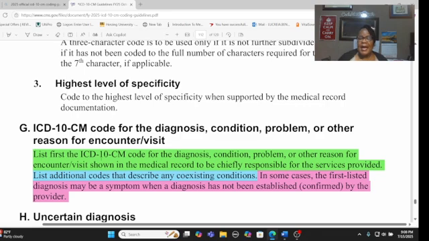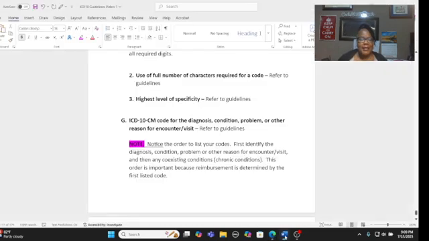List first the ICD-10-CM code for the diagnoses, condition, problem, or other reason for encounter or visit shown in the medical record to be chiefly responsible for the services provided. So notice it's telling you what to list first. A lot of students email me, they're not sure of the order to put their codes in. But here it's letting you know, list first the code for the diagnoses, the condition, the problem, or other reason shown in the medical record to be chiefly responsible for the services provided. Then list additional codes that describe any coexisting conditions. And in some cases, the first listed diagnoses may be a symptom when a diagnosis has not been established or confirmed by the provider. Okay, let's see what my handout says.